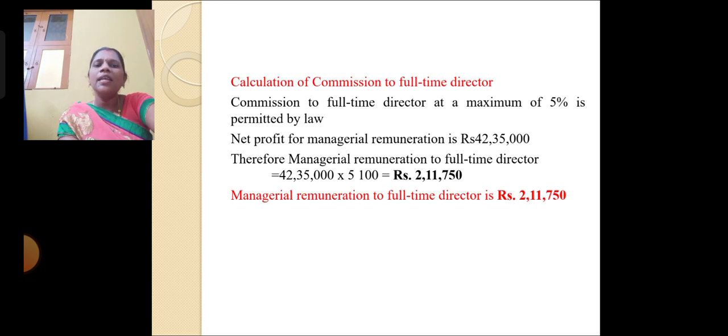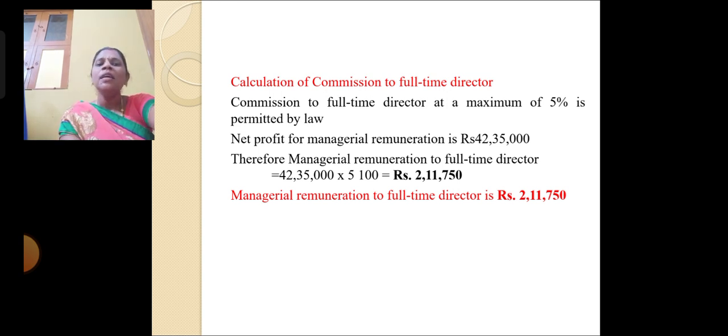Next we have to calculate commission to the full-time director. The commission to a full-time director, at maximum, 5% is permitted by law. We already found the net profit for managerial remuneration, rupees 42 lakh 35,000. Therefore, we have to calculate managerial remuneration to the full-time director. The formula is net profit for managerial remuneration multiplied by the percentage of commission permissible by law.